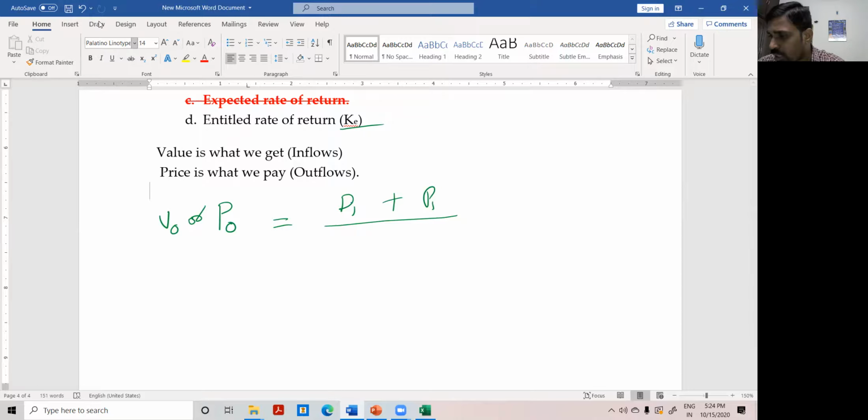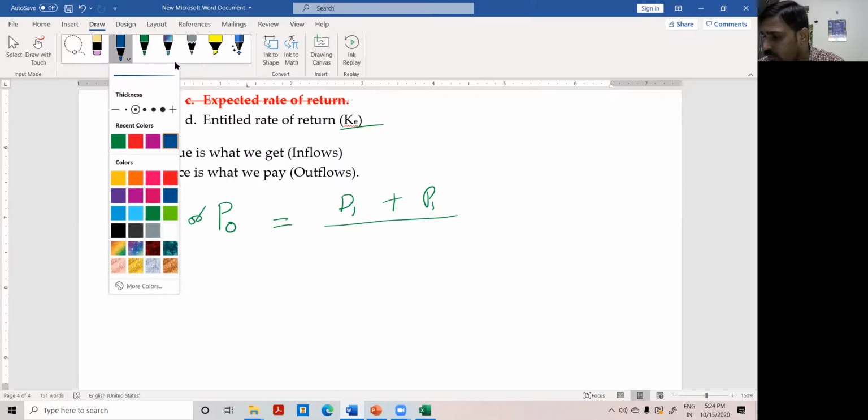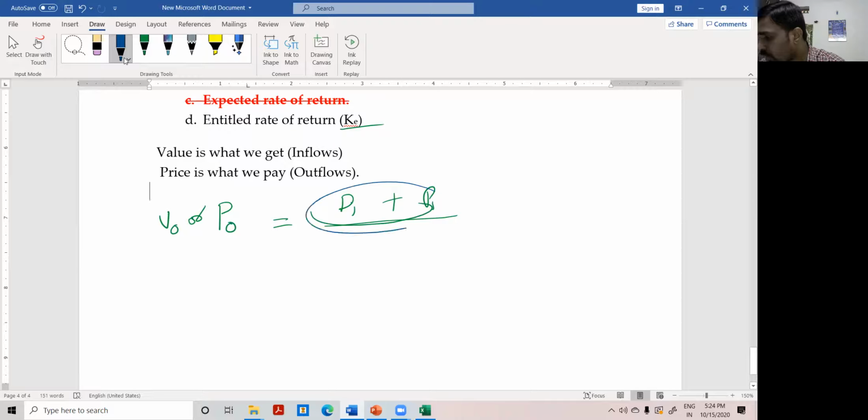This D1 plus P1 stands for our future cash inflows. This is my future cash inflows. Next, I have to discount it. So to discount it, I am using 1 plus KE, the required rate of return.